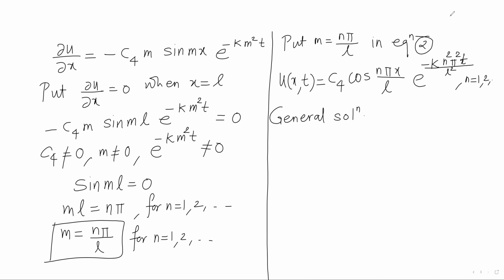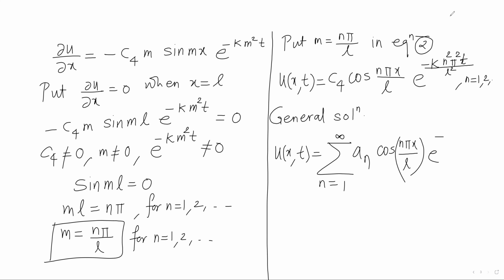We write the general solution u of x, t as summation n equal to 1 to infinity of an cos of n pi x by L into e raised to minus k n square pi square upon L square times t. This is the general solution. We are just clubbing all the solutions. Now we have to calculate the third condition, so we have to find out an.